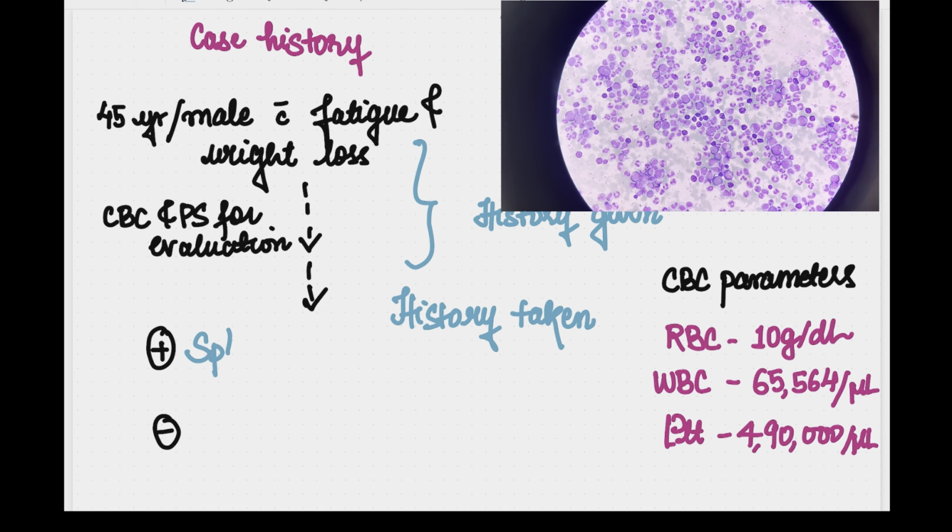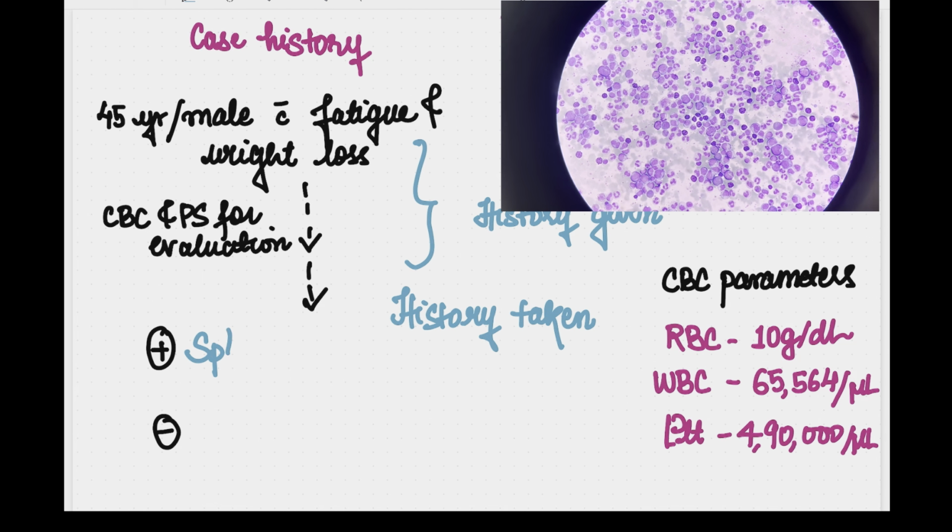So what are the CBC parameters? You look at that. Hemoglobin is 10 gram per deciliter, so there is mild anemia. WBC count is significantly increased. What is the normal WBC count? It is 4,000 to 11,000 per microliter. And then the platelet count is also slightly increased, because the normal platelet count in an adult is 4.5 lakhs, so it's mildly increased.